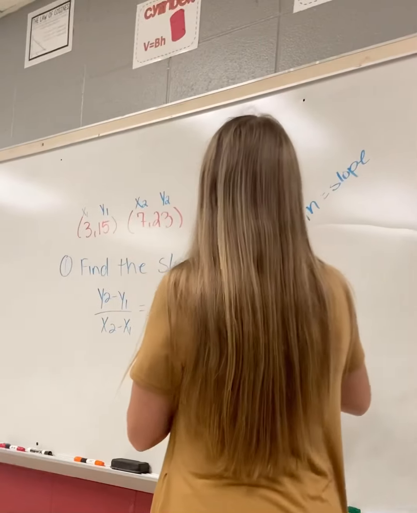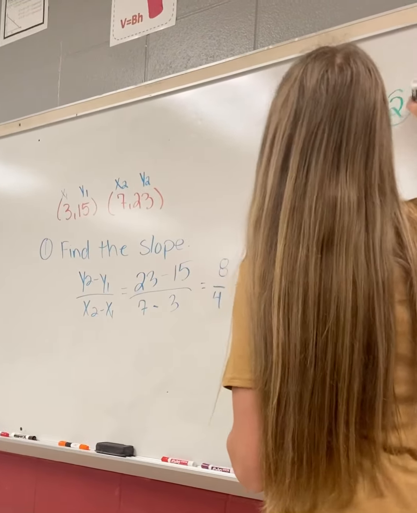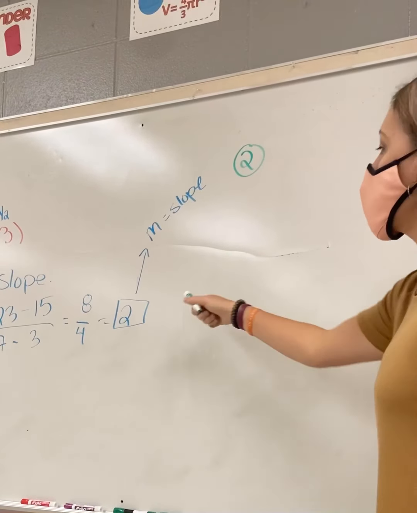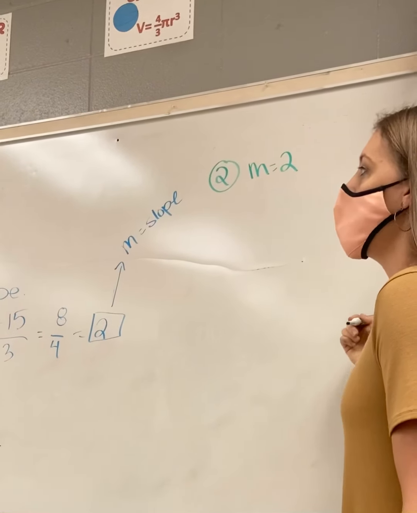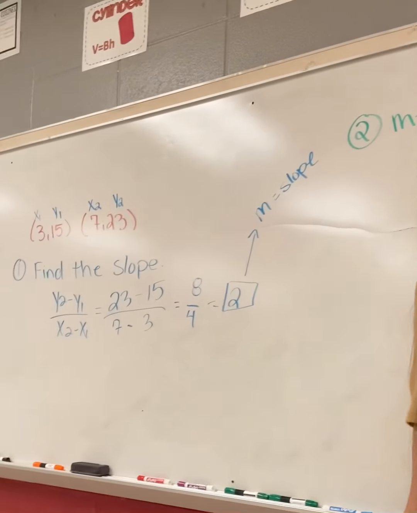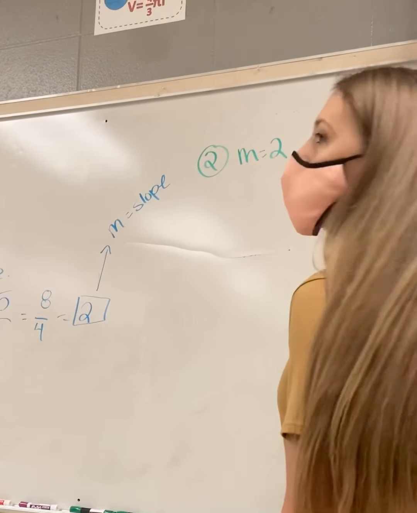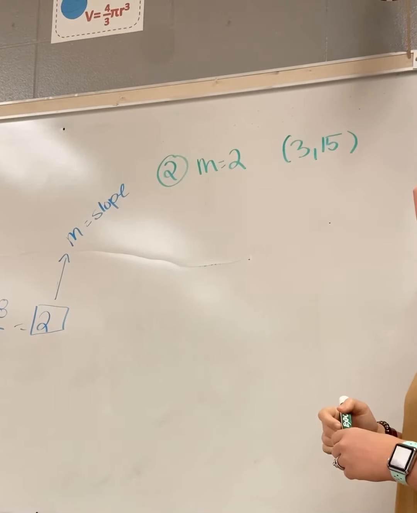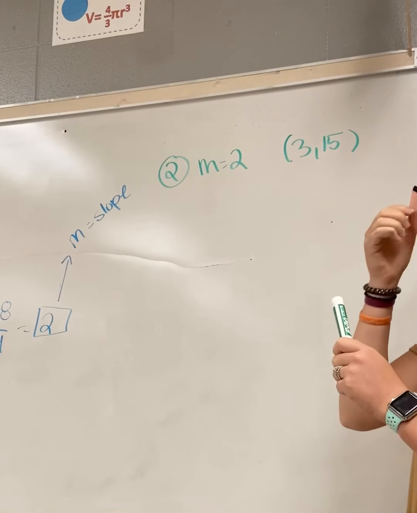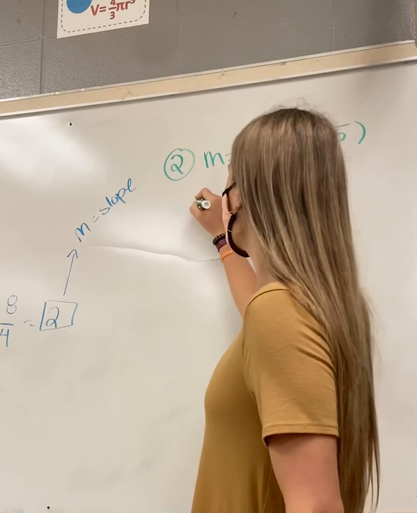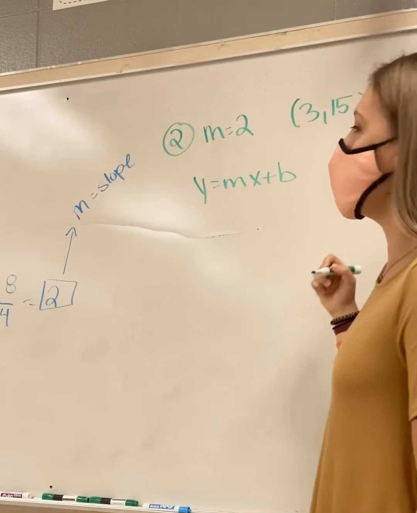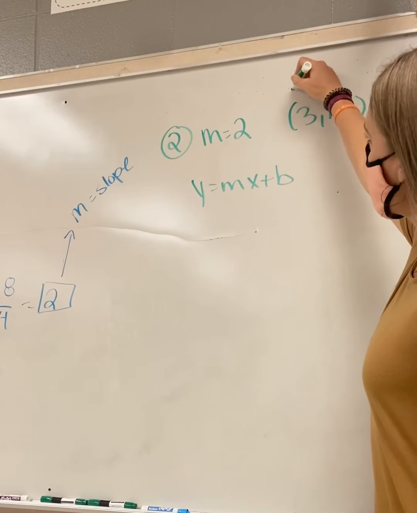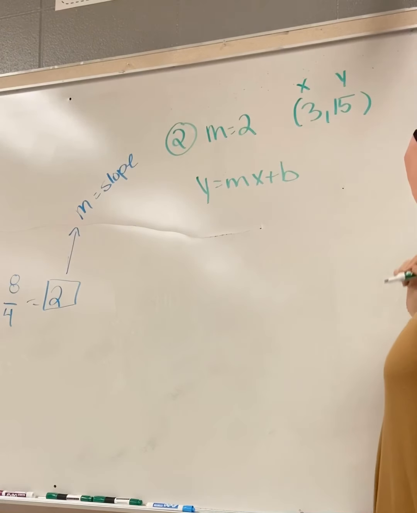Okay? So step 2 is going to be just like what we did previous. So I know my slope is 2, and I'm going to pick point 3, 15. You can pick the other point, it doesn't matter. But I'm picking point 3, 15. Okay? So now we're going to do y equals mx plus b. And we're plugging in what we know. We know 3 is our x and 15 is our y.